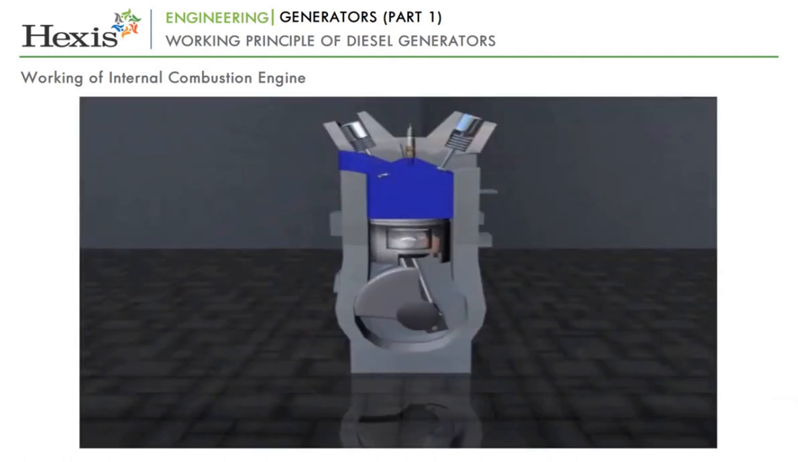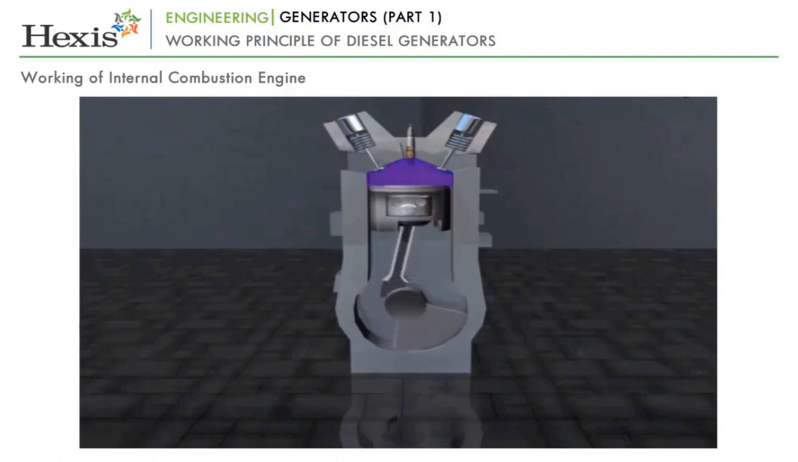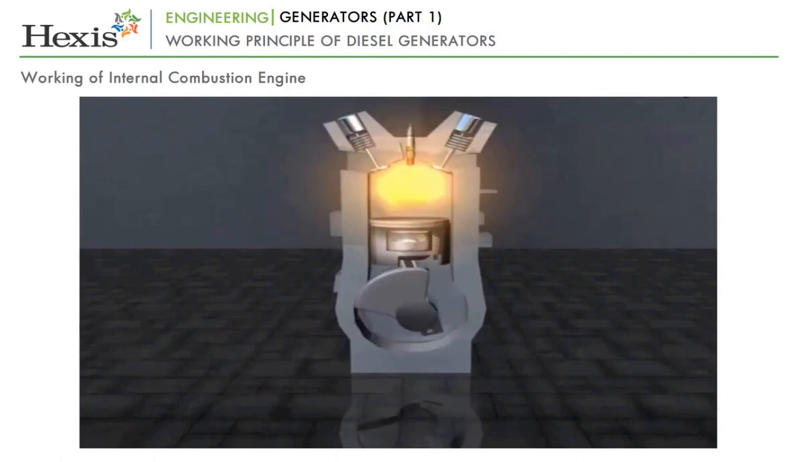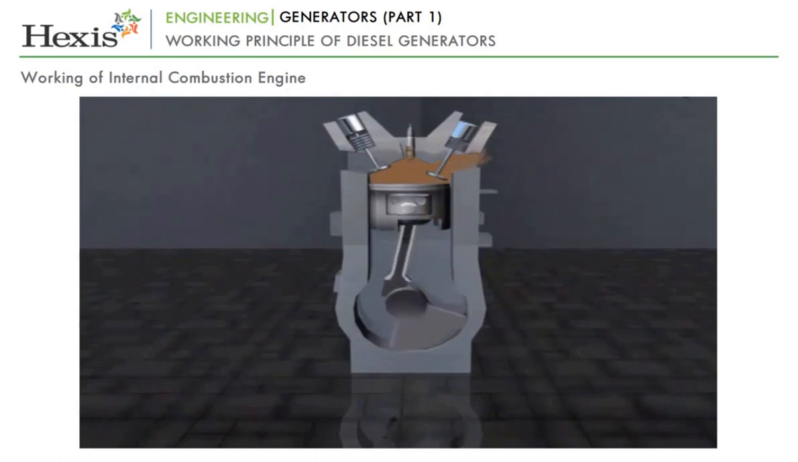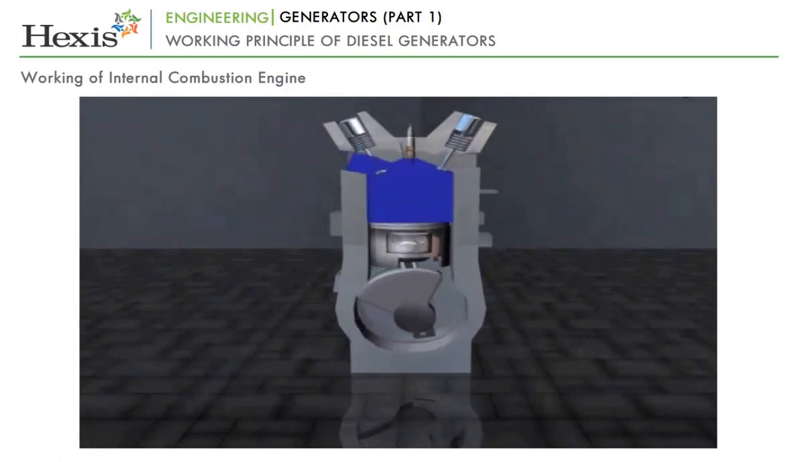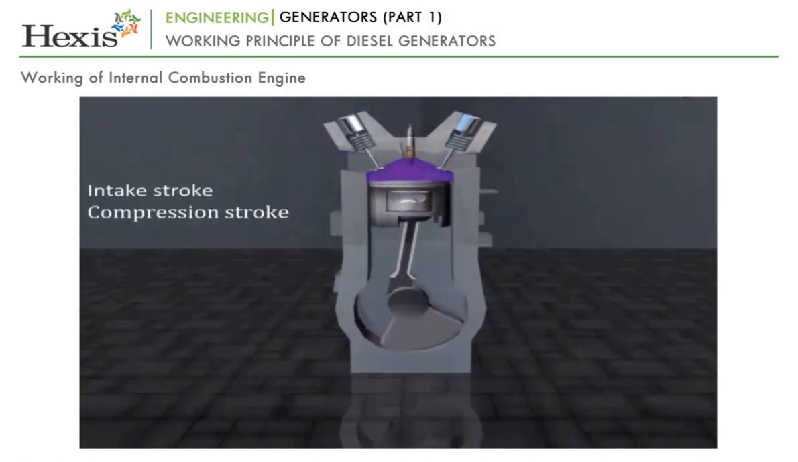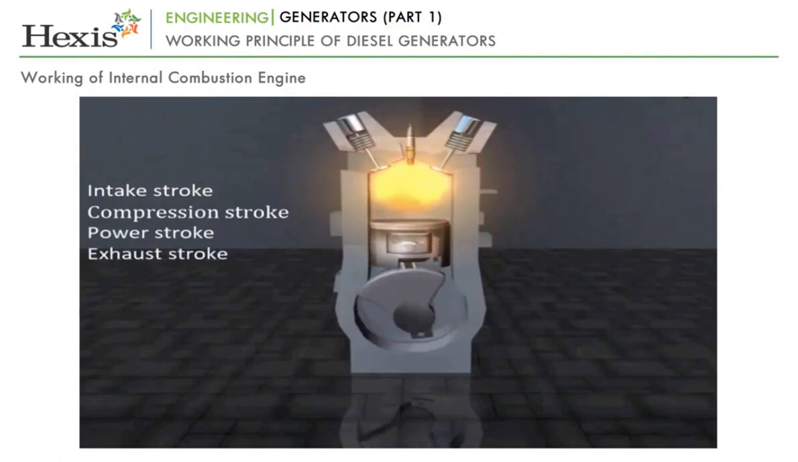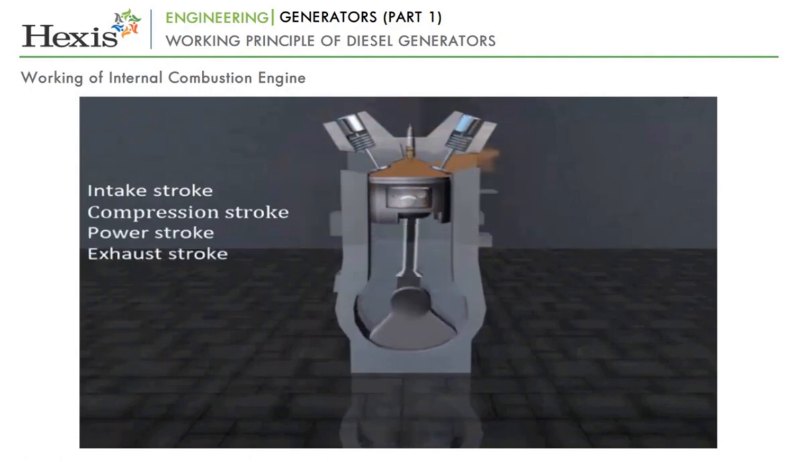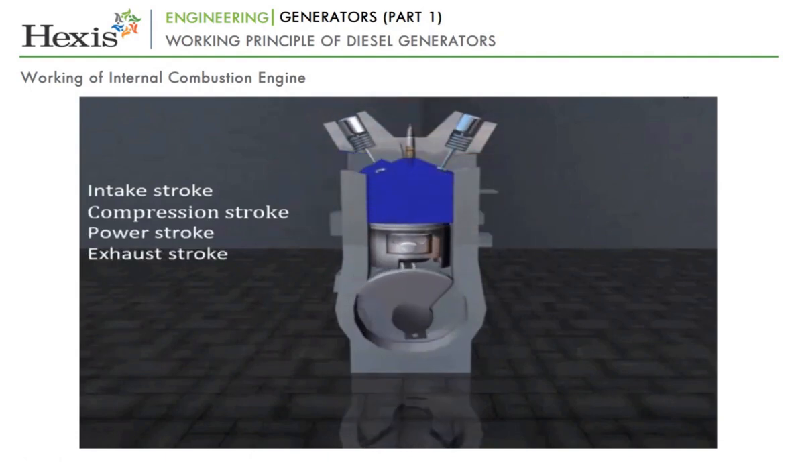Let us take a look at this video to see how this works. In an internal combustion engine, the piston completes 4 separate strokes: intake, compression, power, and exhaust during the 2 separate revolutions of the engine's crankshaft.